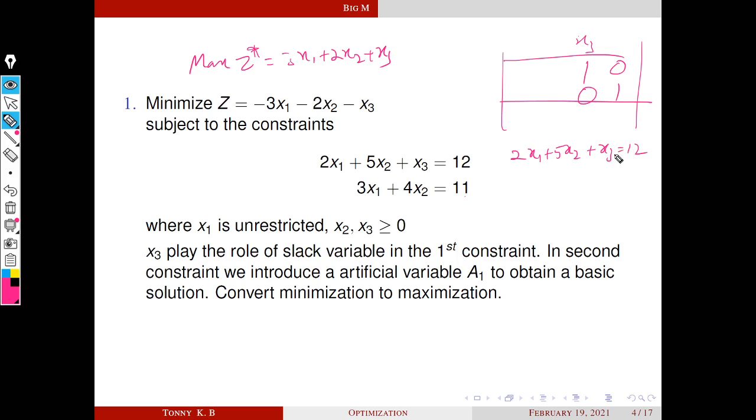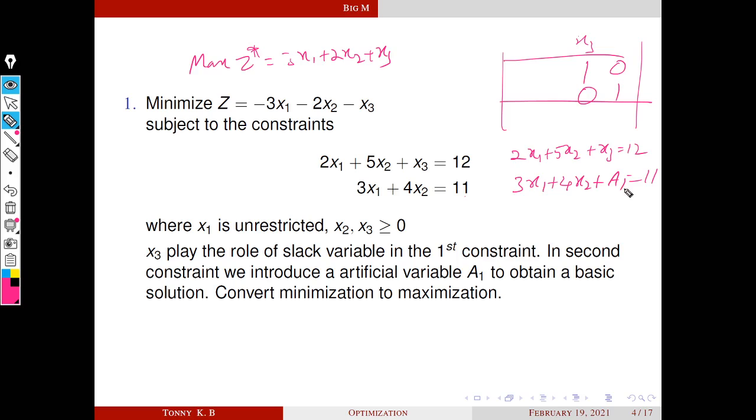There is no change because we can treat x3 as a slack variable. It is like a 1-0 form. Okay. And what about the second constraint? In the second constraint, there is no slack variable. So we have to introduce an artificial variable, because this is an equation already. So that becomes 3x1 plus 4x2 plus a1 equal to 11.